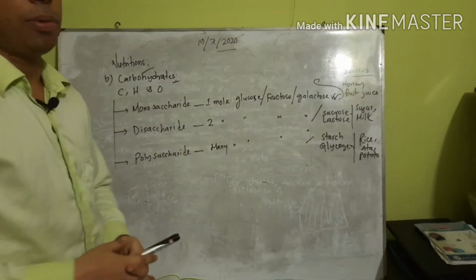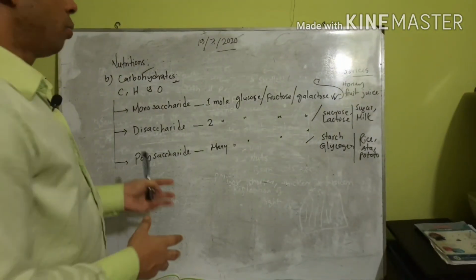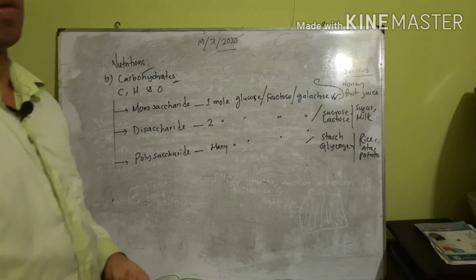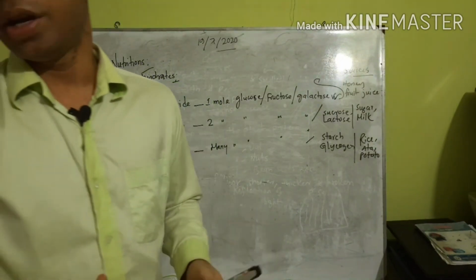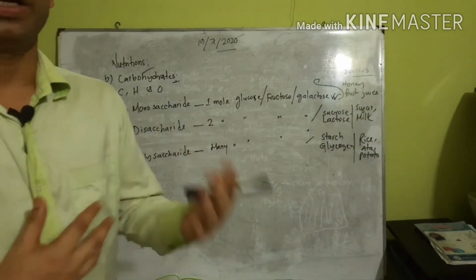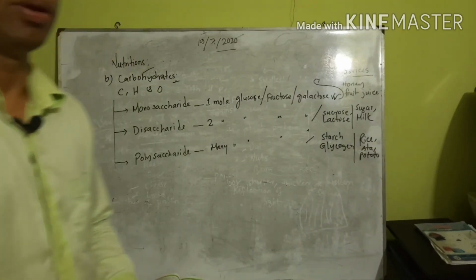Okay, so I give you another SW on behalf of that. What is the importance of carbohydrate? That means your SW will be: what is the importance of carbohydrate and protein. Okay, separately write and submit it below in the comment box.